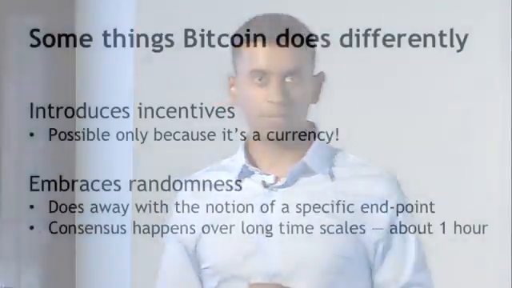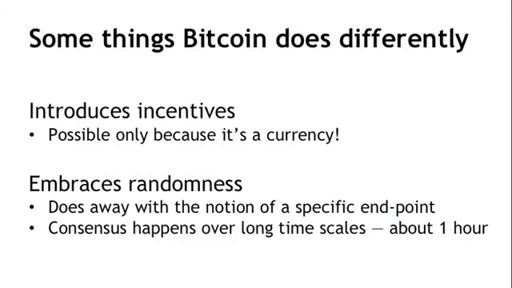Well, first of all, it introduces the idea of incentives. And this is very different from any previous system for distributed consensus. And this is only possible in Bitcoin because it is a currency, and you can use that currency to give incentives to the participants for acting honestly. And so Bitcoin doesn't quite solve the distributed consensus problem in a general sense, but it solves it in the context of a currency system.